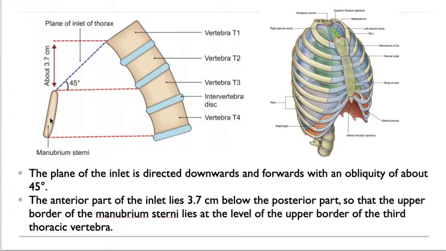Here, the plane of the inlet is directed downwards, as you can see, forwards, and with an obliquity of about 45 degrees over here. Right? The anterior part of the inlet lies about 3.5 centimeter below the posterior part, so that the upper border of the manubrium sterni lies at the level of the upper border of the third thoracic vertebra over here.